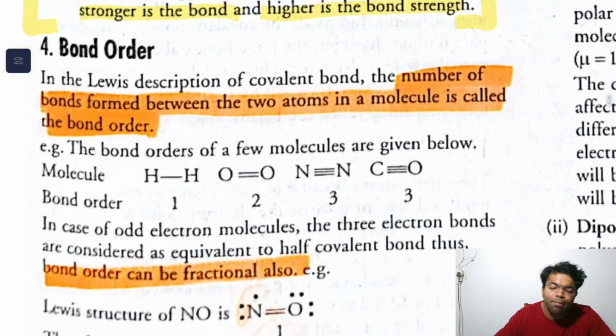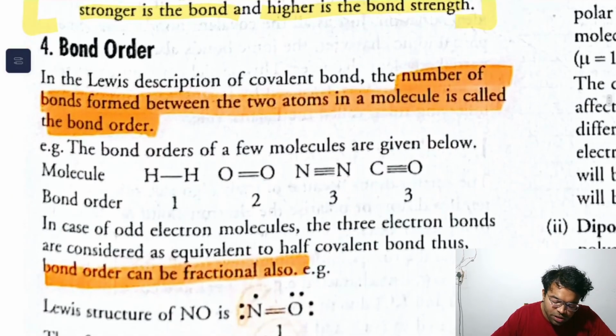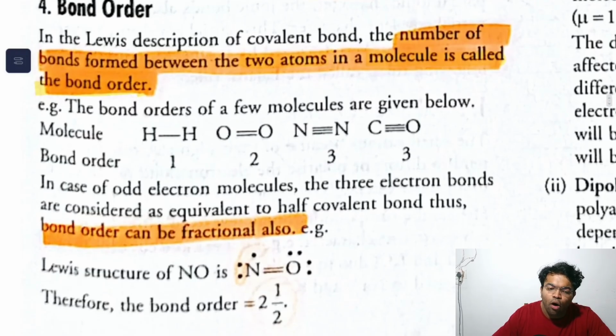Next, the bond order. What is the order of a bond? In the Lewis description of covalent bonds, the number of bonds formed between two atoms in a molecule is called the bond order. For example, the bond order of a hydrogen molecule is 1. The bond order of an oxygen molecule is 2, nitrogen molecule is 3, carbon monoxide molecule is 3. So basically, the number of bonds being formed is equal to the bond order.